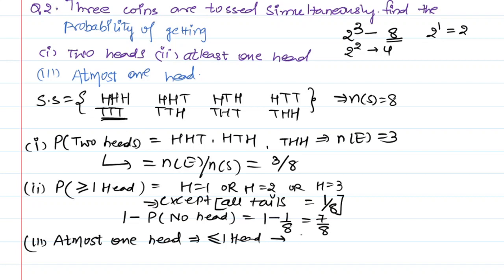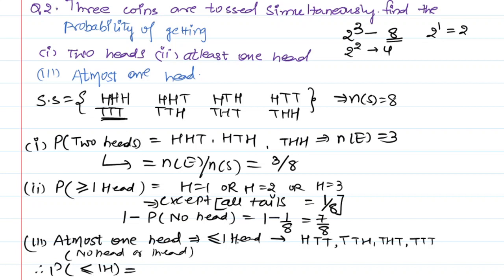The possibilities that we are going to have are HTT, then TTH, THT. This is where we have at most 1 head. But I'll have to consider TTT also. At most 1 head means no head or 1 head. Therefore, for the probability of less than or equal to 1 head, the total number of cases that we have is equal to 4, and hence the probability is 4/8.